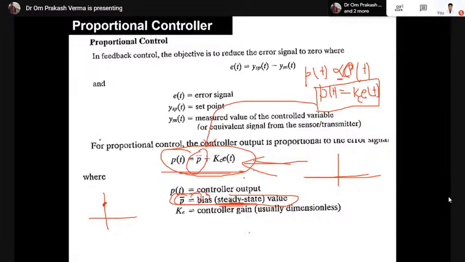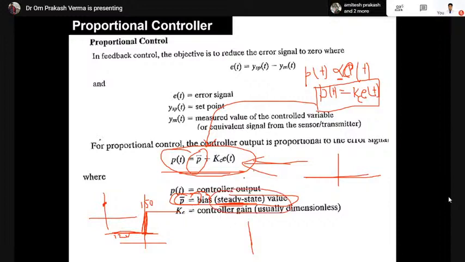Suppose the temperature of any tank is changing from 120 to, let's say, 150. Before the change it is 120, and after the change it is 150. So our steady state value before changing is 120, not 0. So that is the steady state value.